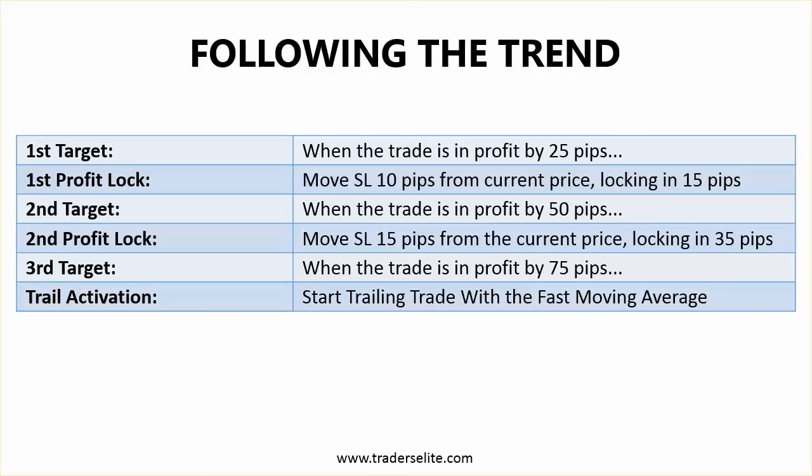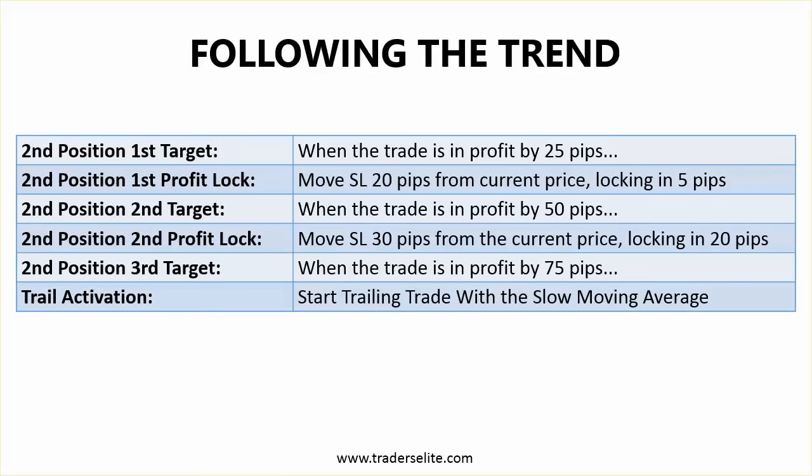And the reason why I state the fast moving average in that case is because you can have more than one position on a trade. You can have 2 or 3 positions on a trade. So if that is the case, and you're taking 2 positions, then the second position would be similar. When the trade is in profit by 25 pips, you can move your stop loss 20 pips from the current price, locking in 5 pips.